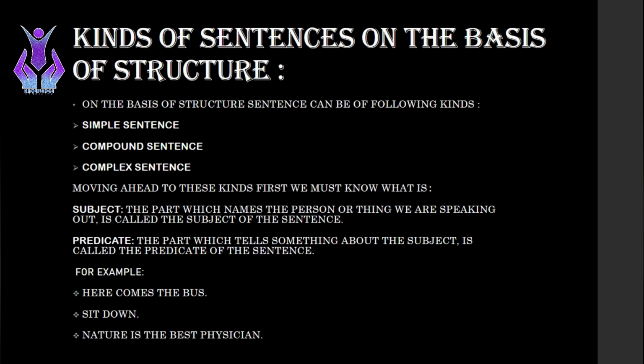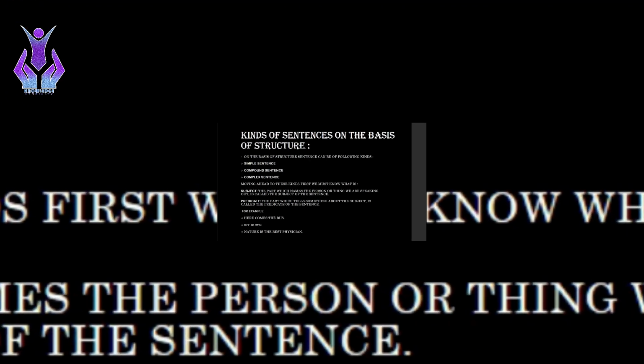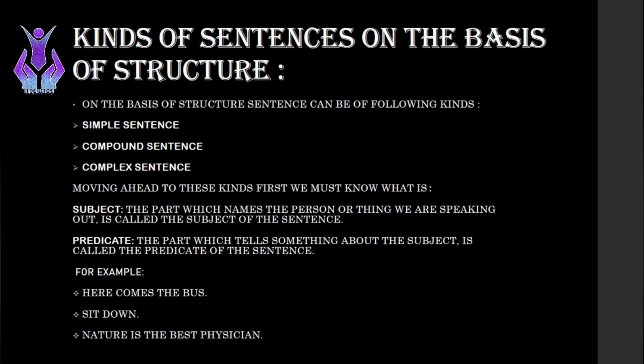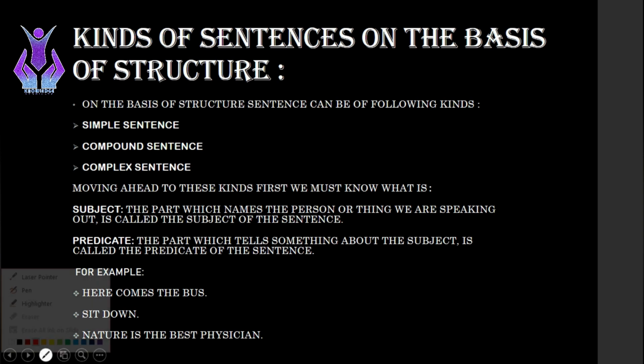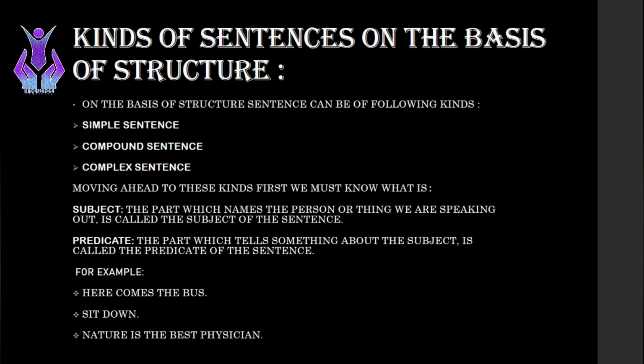In other words, a subject is something we speak about, and a predicate is something about that subject. We can say that the predicate modifies the subject, or it tells us some information about the subject. The subject of a sentence usually comes at the beginning, but occasionally it is put after the predicate. For example, here comes the bus. Here bus is the subject and here comes is the predicate, as we are describing that the bus is coming.